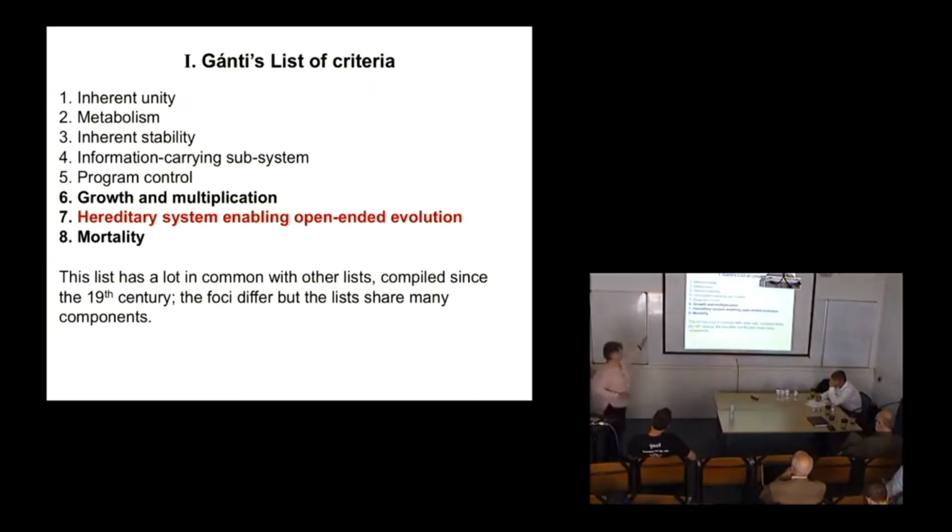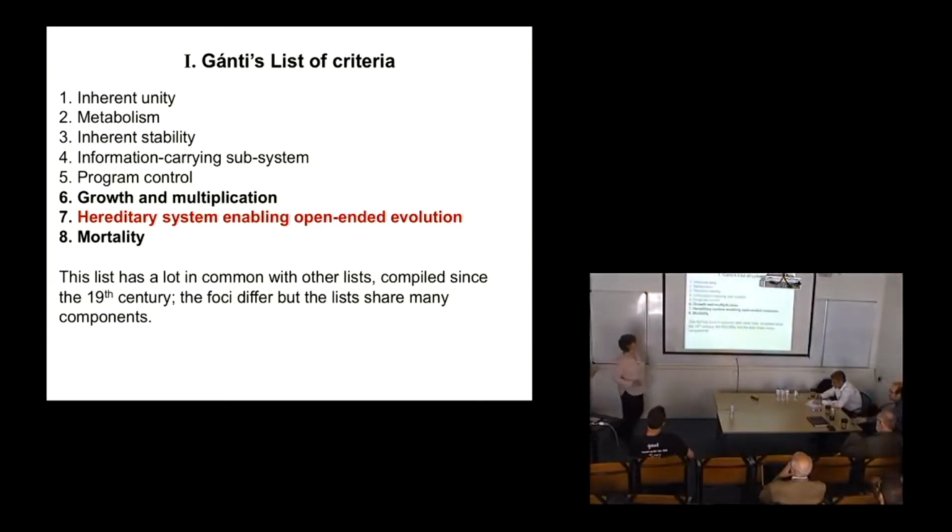So, Jablonka had a list of criteria, I will not go into them. Then he pointed to 8 criteria, the first 5 of which are necessary and sufficient, in fact, and the other 3 are necessary for sustainable life. You can have life that sort of pops up and disappears. It's very, very unstable, very fragile. But in order to have something that he called sustainable life, you need to have, in addition to inherent unity, metabolism, some inherent stability, information carrying subsystem program control, also growth and multiplication.